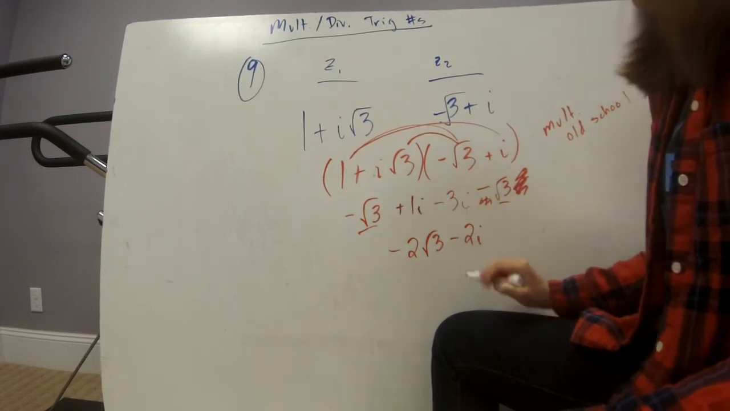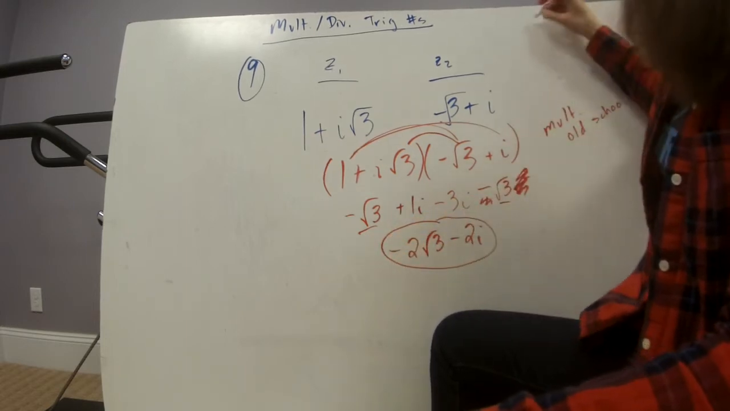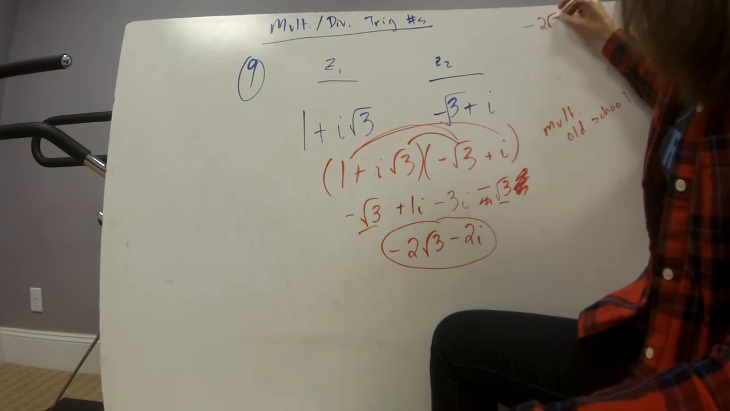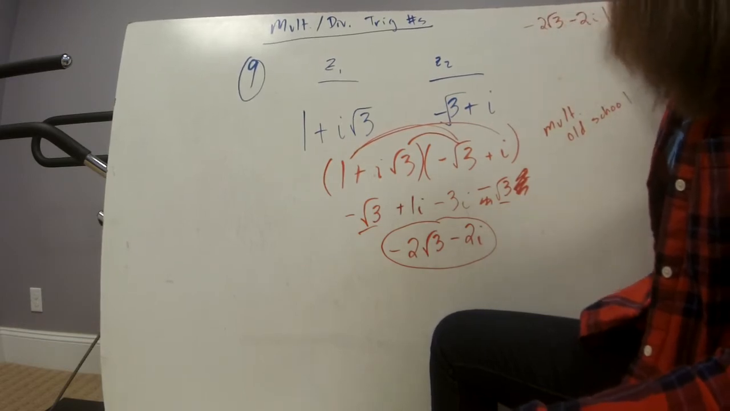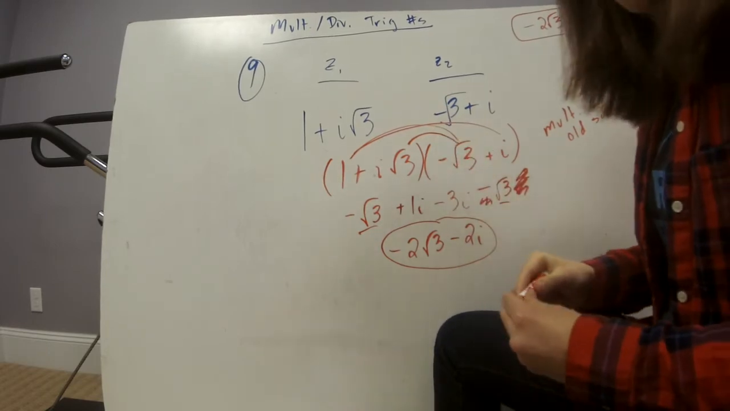Alright? So hold on to this thought. This is our answer from multiplying the old school way. I'm going to put this up in the corner, because I'm probably going to have to erase. So if we just FOIL these imaginary numbers, boom, that is what we get.